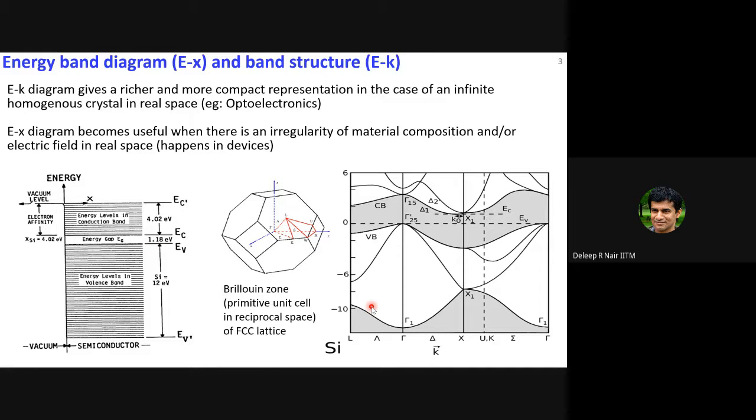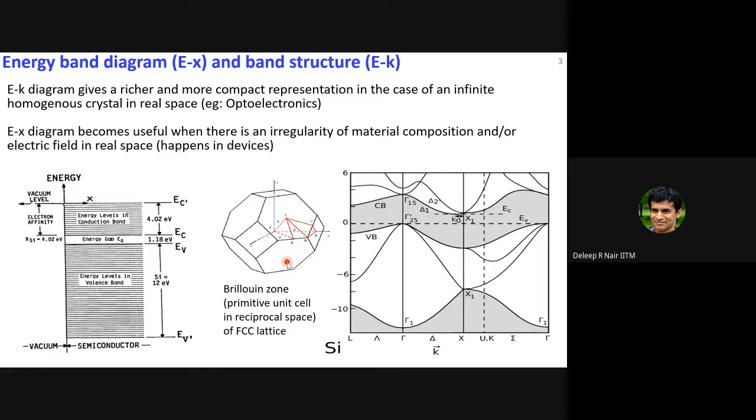Similar to a periodic signal, which can be represented in the time and frequency domain, the electron energy spectrum can also be represented in real space as well as in reciprocal space. So there are two such representations. One is known as the E-X diagram, where the electron spectrum is plotted against the real X variable, the variable of real space. Such a diagram is called an energy band diagram. And if you plot the energy versus the k vector or the wave number, that is known as a band structure.